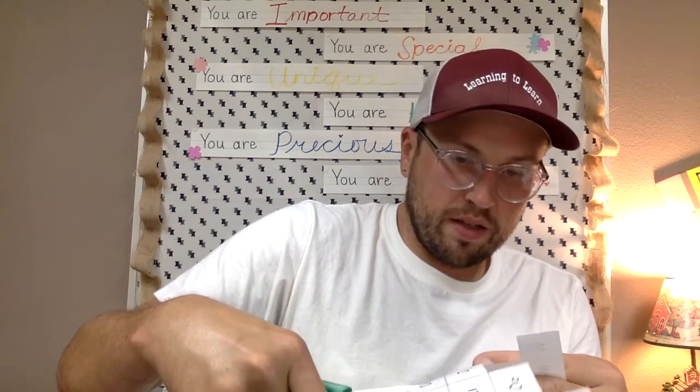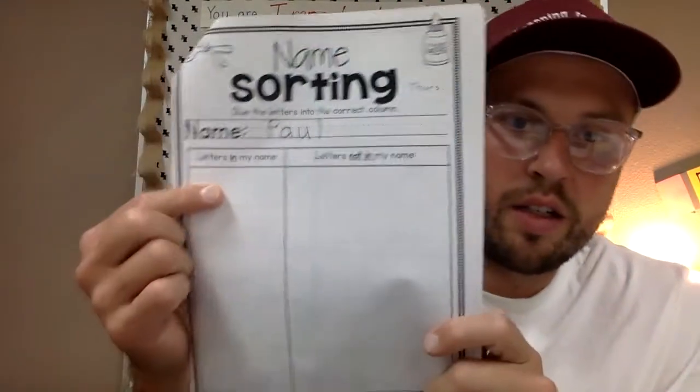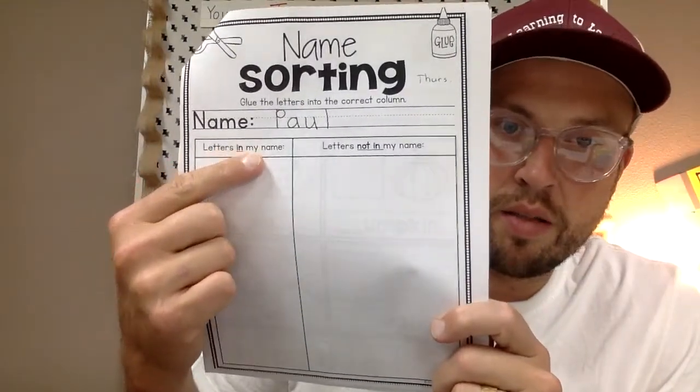All right, so I've got the U cut out, I've got the A cut out, and I've almost got the P and the L. All right, last cut. Okay, so I've got P, A, U, and L. Now, in this column right here on your packet, it says letters in my name.